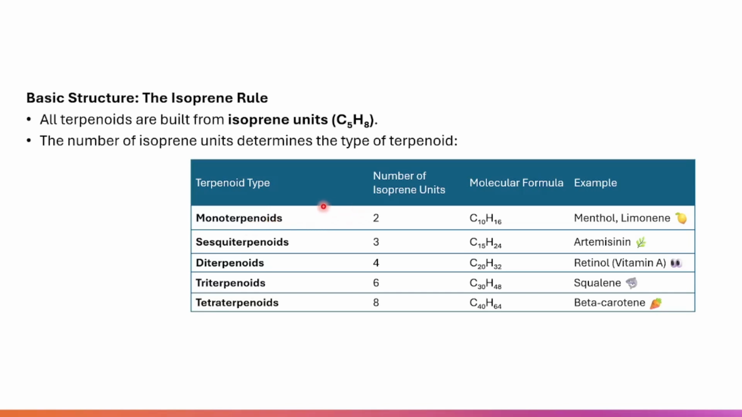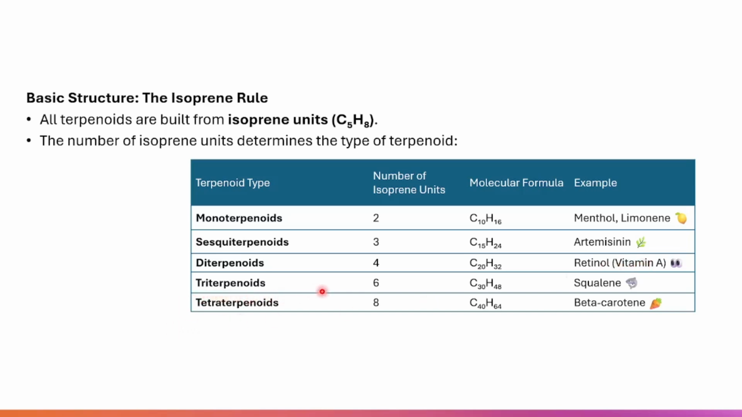Monoterpenoids are formed by combining two isoprene units. Molecular formula is C10H16, and the examples are menthol and limonene. When three isoprene units combine, they form sesquiterpenoids, molecular formula C15H24. Artemisinin is an example of sesquiterpenoids. When four isoprene units combine, they form a diterpenoid, and the molecular formula is C20H32. An example is retinol, or vitamin A, that is helpful for vision.